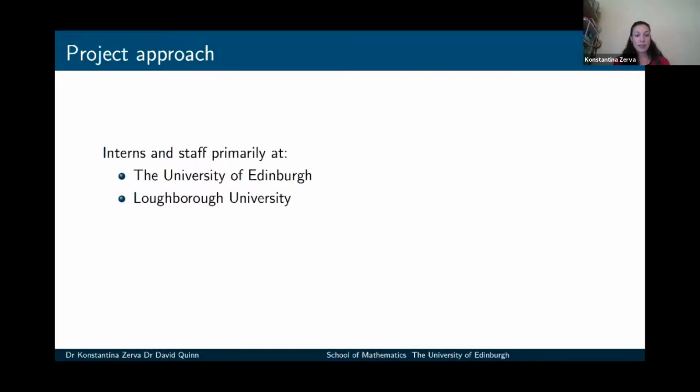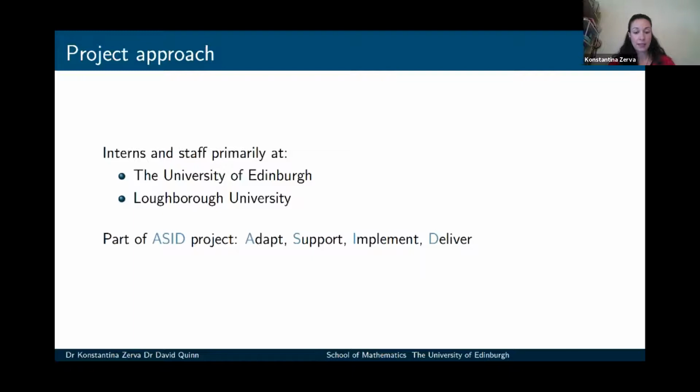The project was undertaken by a group of interns at the University of Edinburgh and at Loughborough University. Converting HELM into Stack was part of the ACID project at the School of Mathematics. So the group of interns converted HELM source into Moodle or into Stack. This process was done sort of automatically.